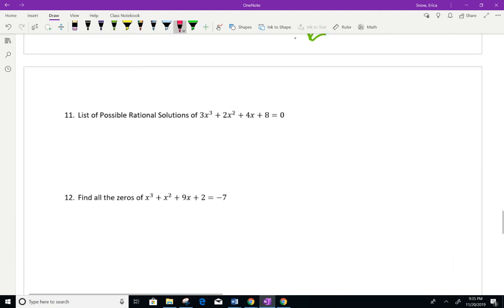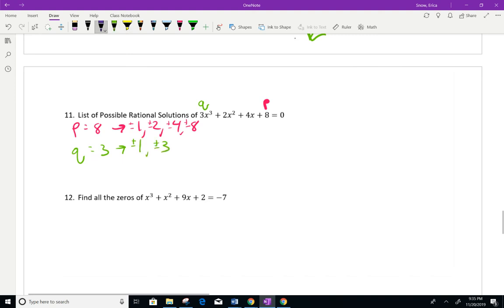So remember that this is our P, and over here at 3 is our Q. So first we are going to list our factors of P. So P is 8. So our factors are 1, 2, 4, and 8. And we've got the positive and negative of each one of those. For Q, we have 3. And we're going to have 1 and 3.